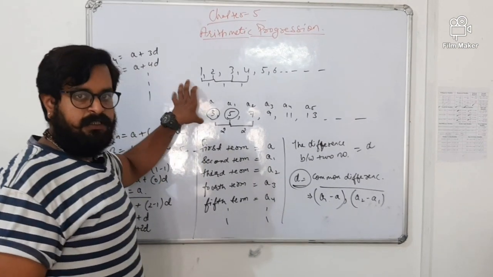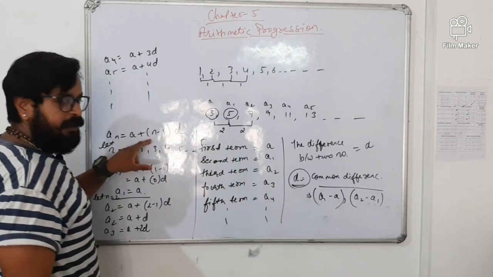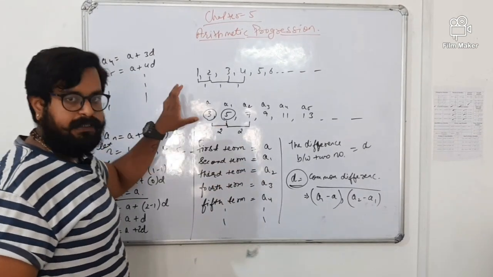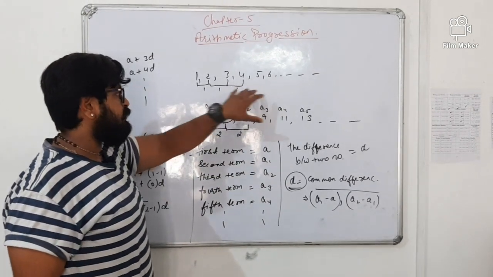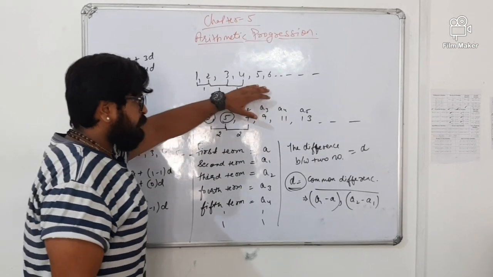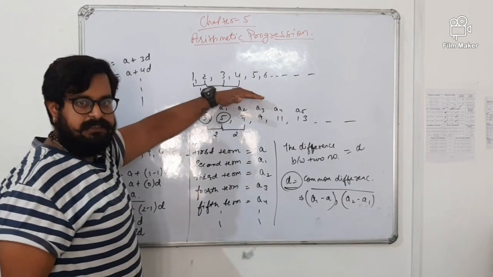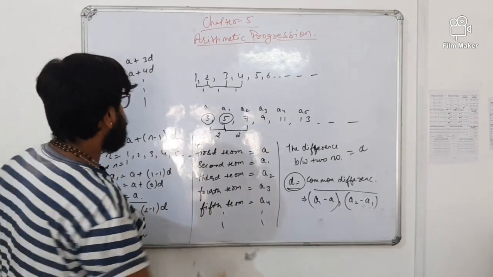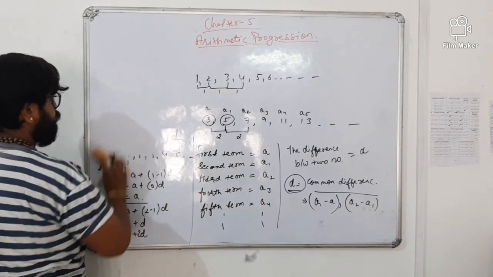Now we will see how this formula is applied, what the common difference is, and how we can justify that the given series is in AP. AP means you have to check whether the given series is in AP or not. And how can we check? Now see.